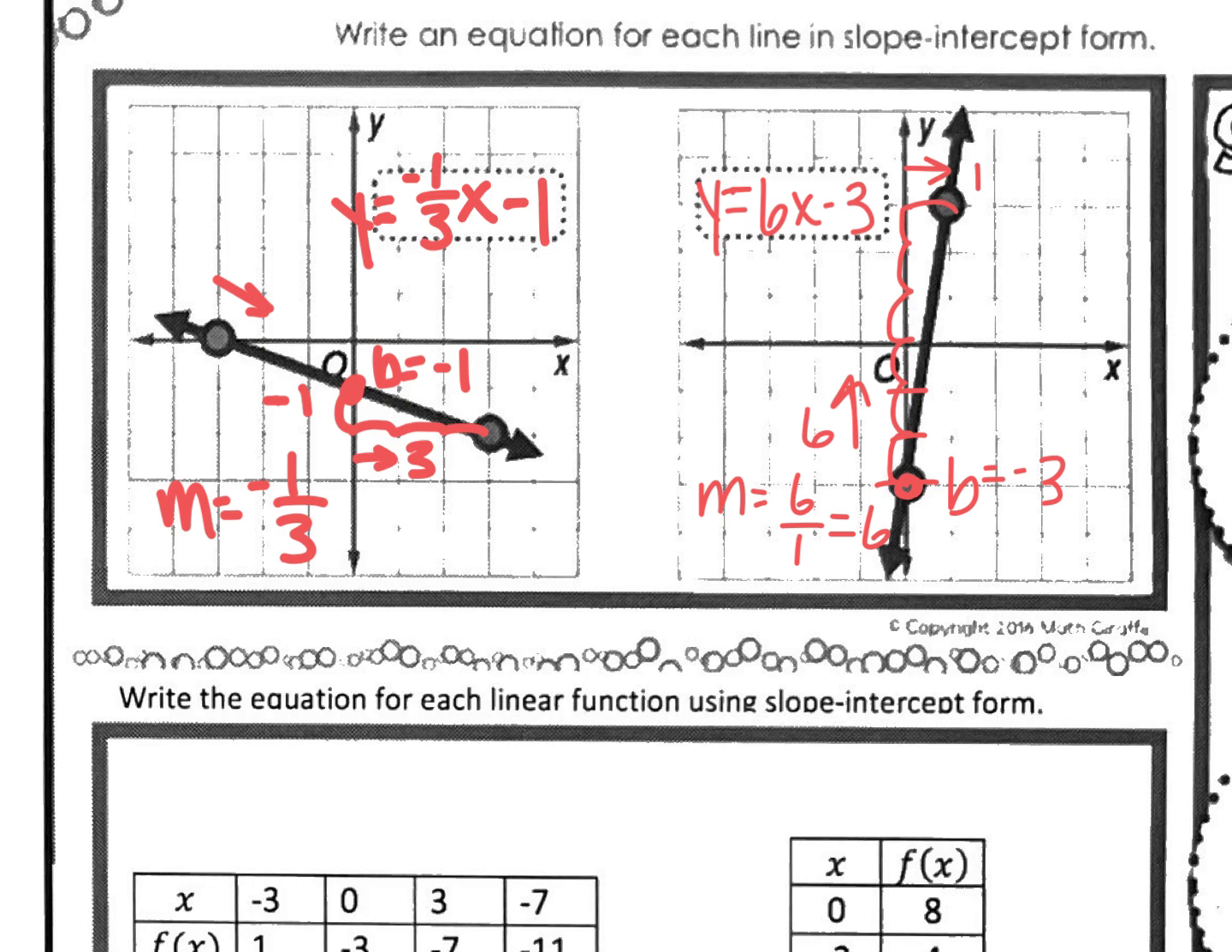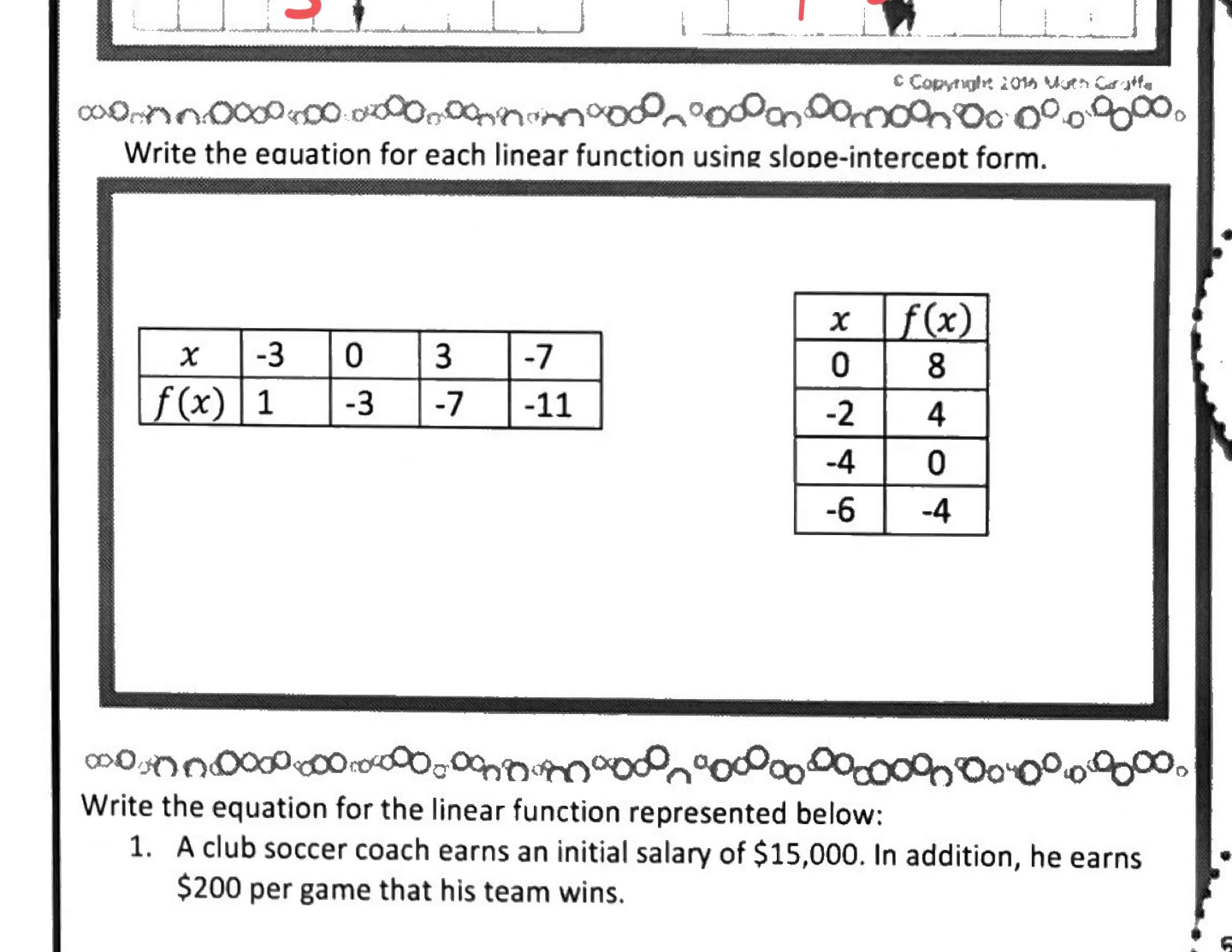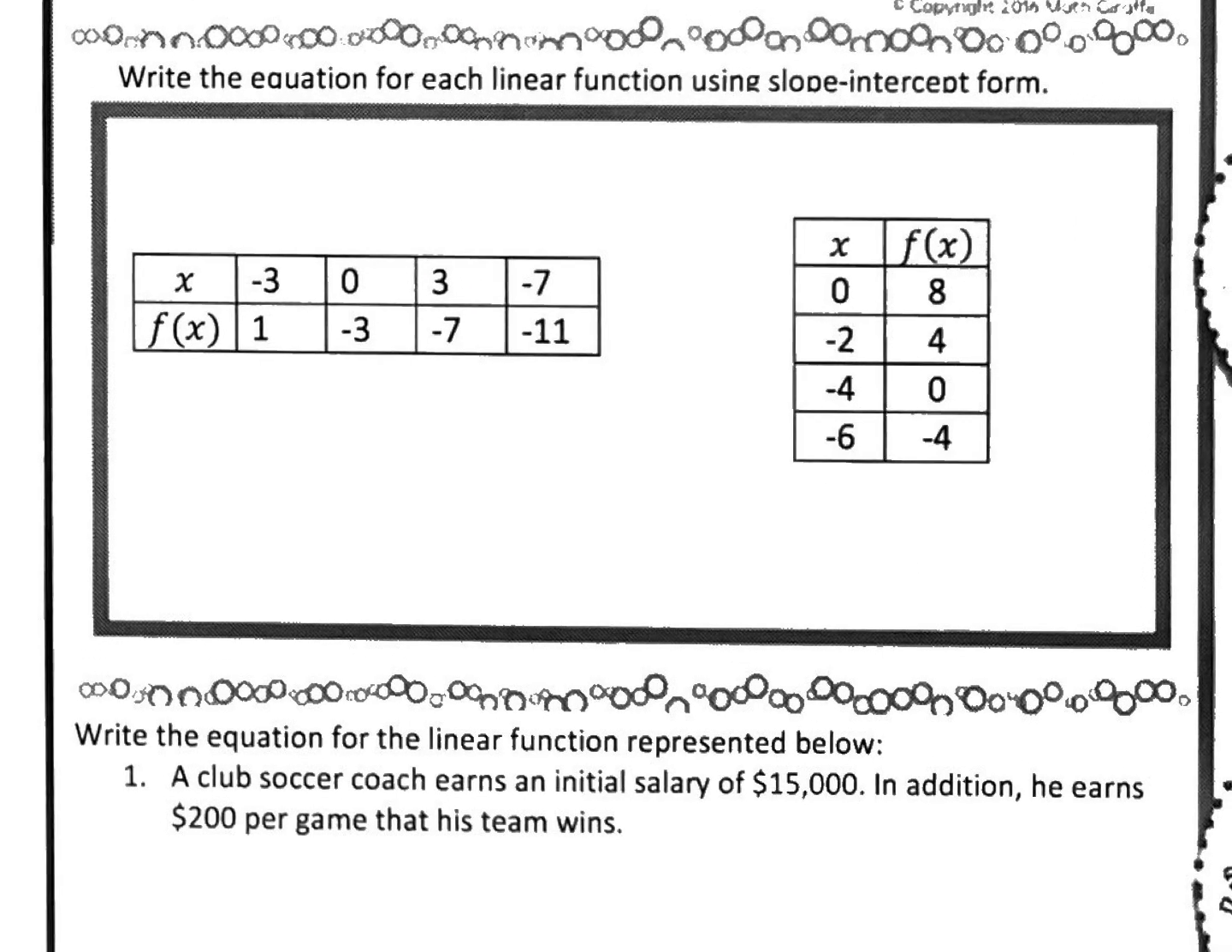Write the equation for each linear function using slope-intercept form. So in a table, we're still looking at the slope and the y-intercept. Remember, the b, or the y-intercept, is where x is 0, and it is our y number. So our b here is negative 3. And then our slope is our change in y, which we can show with a triangle. Change in y over change in x. So this is from, actually I don't like that one. Let's go to an easier one.